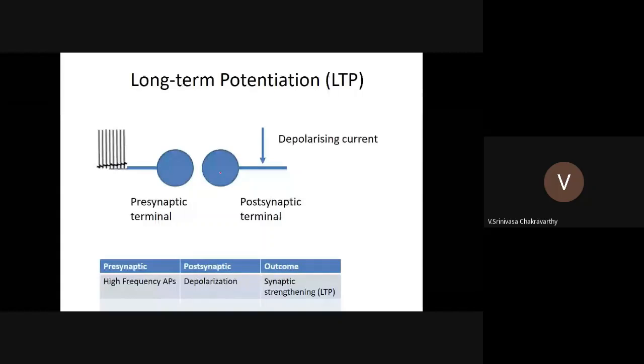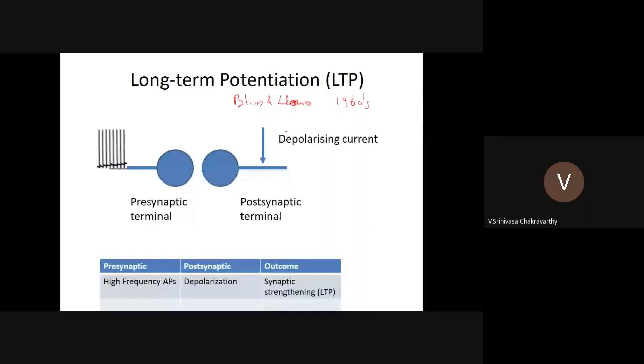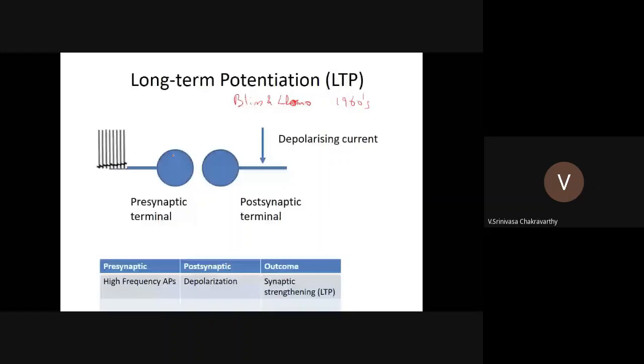Now, those studies came in the 1960s. So one classic experiment was by Bliss and Lomo. One of these O's has a special notation, I think he's some Norwegian guy. So these people performed some interesting experiments, where they took, I think, a slice preparation. A lot of these experiments were done in hippocampus because hippocampus is a very important system for memory studies.